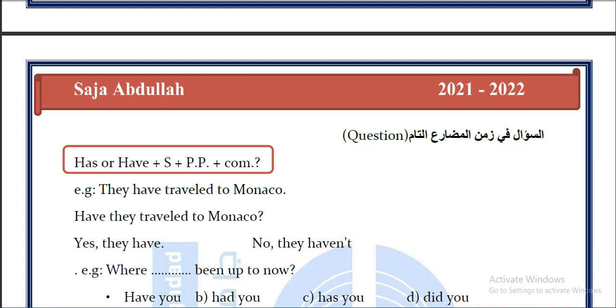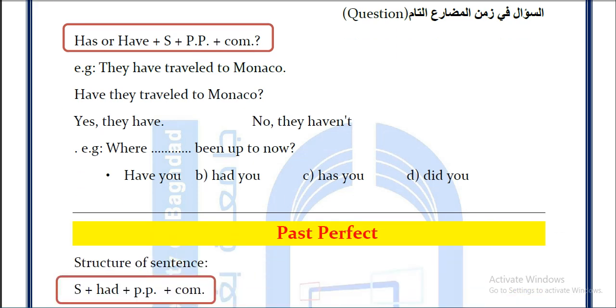The other example here, what do we have? Where dash been up to now. Have you, had you, has you, or did you? Which one is correct? According to this sentence, we have what up to now. This indicates a present perfect. We should use have you or has you. But here, what do we have? You. You never take has, but we should take have. So the correct one is have you. Where have you been up to now?